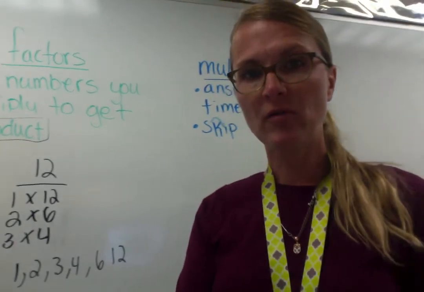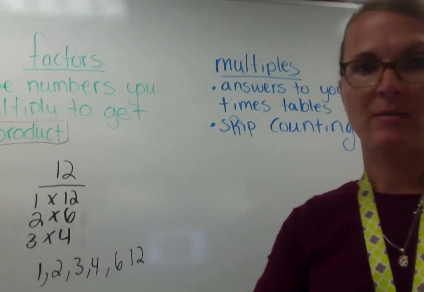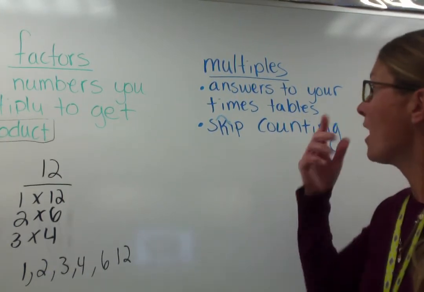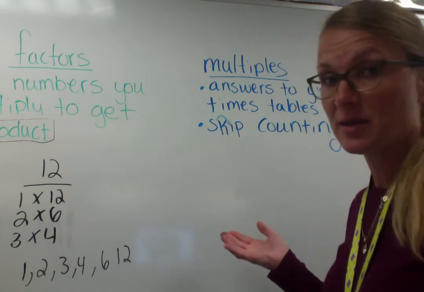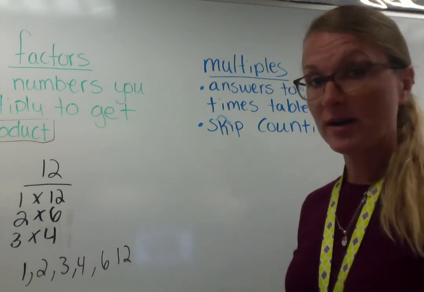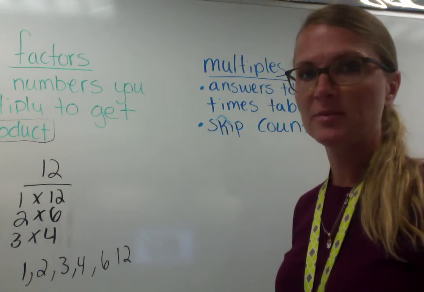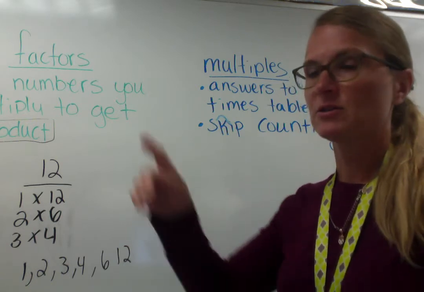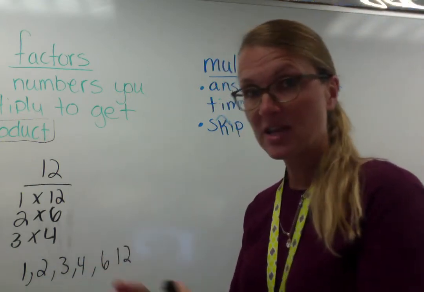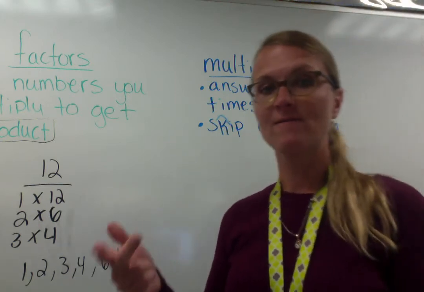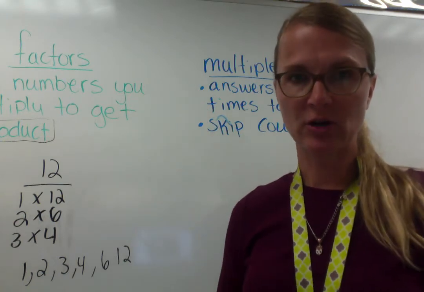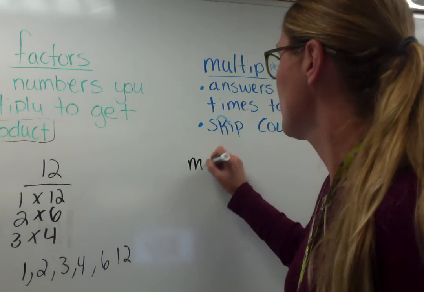Okay, we're going to move over here a little bit, and we are going to talk about multiples. Multiples, it's a pretty easy idea as well. Answers to your times tables is one of the easiest ways I can think of to explain it. Or you can explain it by skip counting. So like if you wanted to know the multiples of 5, you guys probably remember 1st, 2nd, 3rd grade skip counting. First person says 5, the next person says 10, and then the next person says 15, and the next person says 20. So 5, 10, 15, 20, those are all multiples of 5 because 5 is the number that we started with.